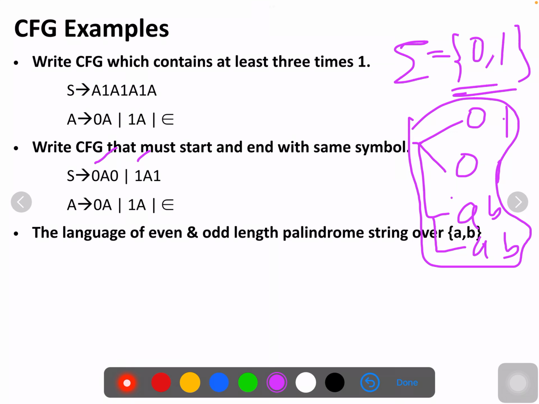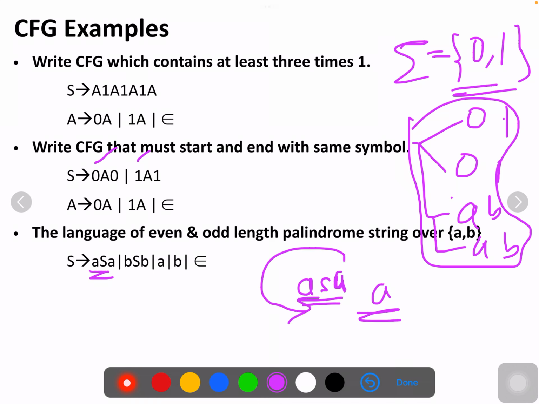Language of even and odd length palindrome string over A comma B. Look at S gives A S A or B S B or A or B. How do you do that? It can be epsilon. Palindrome: any word that starts with a letter ends with the same letter. If it starts with B, it ends with B. If it is A, only A. If you reverse the string, you will get the same string, right? That is the reason.